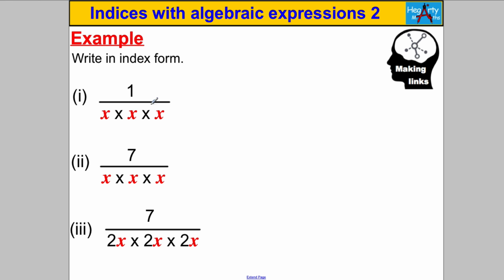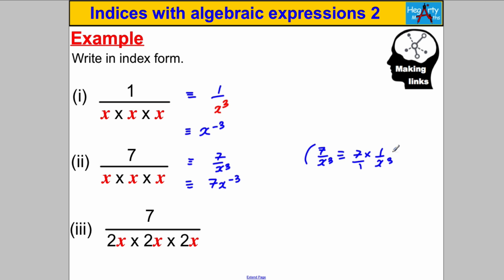If we're asked to write an index form here, 1 over x times x times x, well, that's 1 over x cubed. And we know how to write 1 over x cubed. That's x to the negative 3. Done. How would we do that? Well, we know that that's the same thing as 7 over x cubed, which we know is the same thing as 7x to the negative 3. Why? Well, let's just think. 7 over x cubed is really 7 times 1 over x cubed, isn't it? It comes from the answer from that, which we know is 7x to the negative 3.